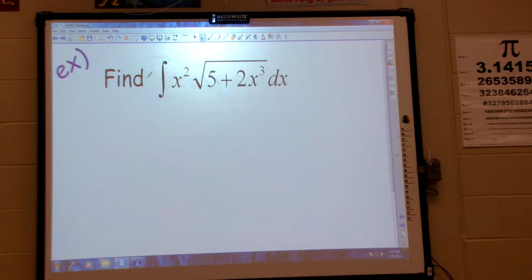Anyway, what should I pick as my u? What do you think? 5 plus 2x cubed. The reason for that is you usually pick, like we did with the chain rule, the inside of that square root, but also, think about it, a derivative of a cube is going to be a square, correct? Give or take constants, but it's kind of there. You see how its derivative is kind of there? It's not a perfect derivative, but it's similar.